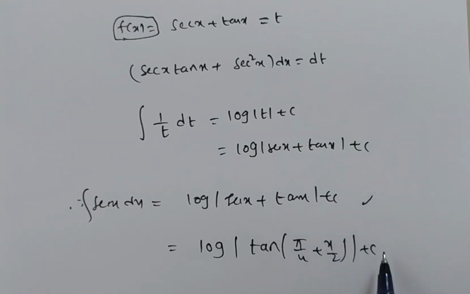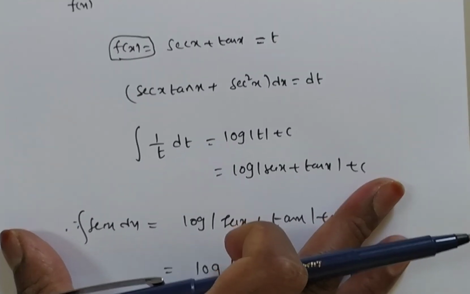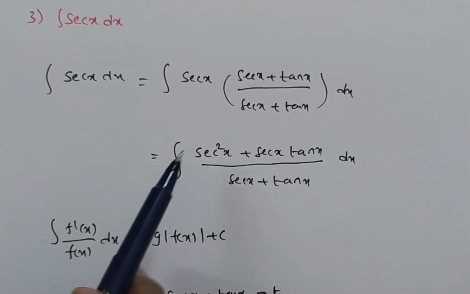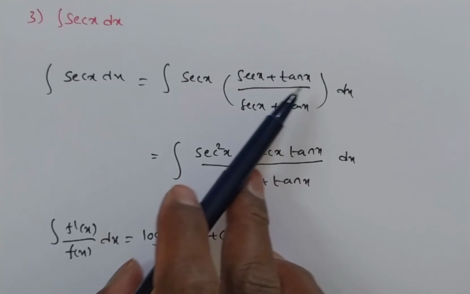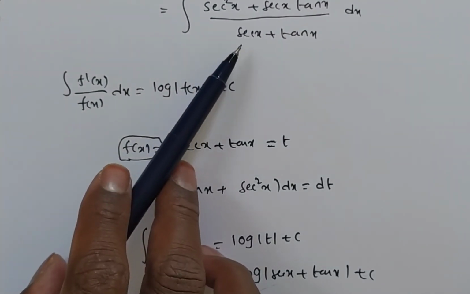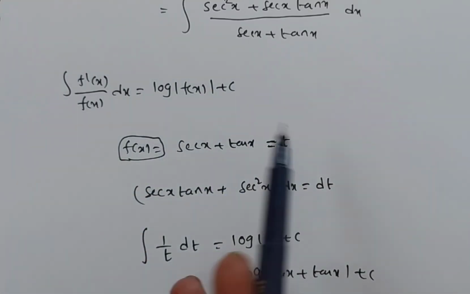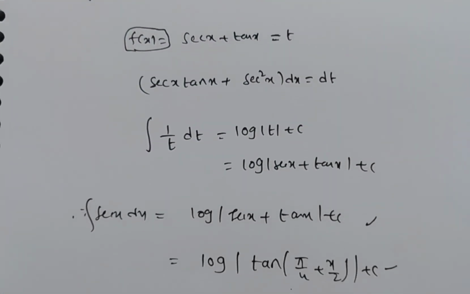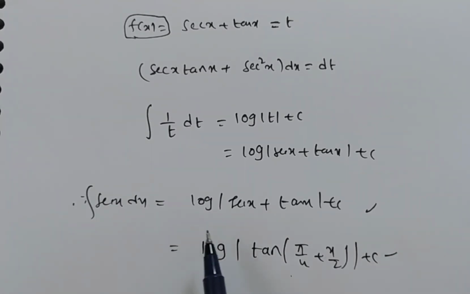You can write both. Okay, remember, while solving some problems we will use this one, especially in MHT-CET and IIT JEE. That is why I explained here. Is it clear for everyone? So to evaluate the secant x, what we have to do? We are multiplying and dividing with secant x plus tan x. So that function we are considering as a denominator, f of x or else a t. Anyone you can consider. Then you will get the solution. Integral of secant x dx is log of secant x plus tan x or log of tan of pi by 4 plus x by 2 plus c.